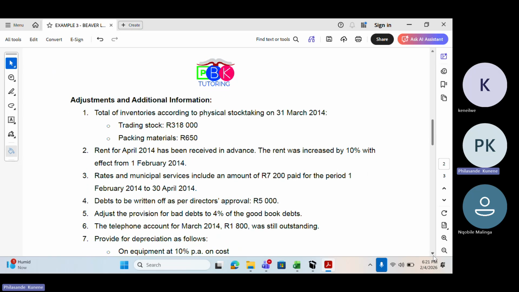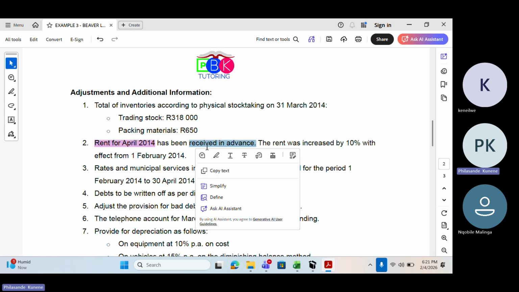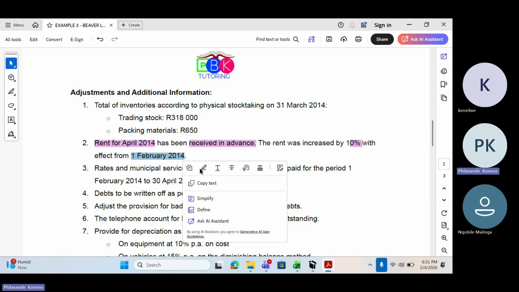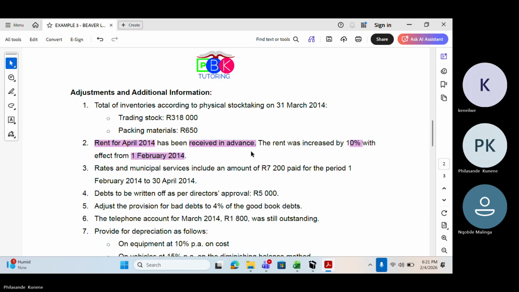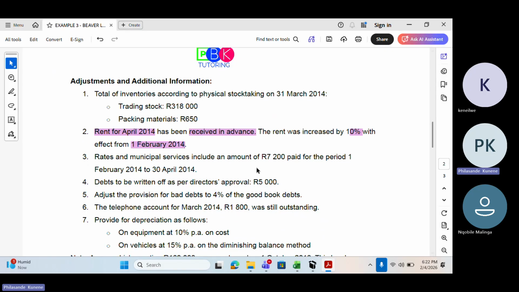Then I can move on to transaction number 2. What is transaction number 2 saying? They're saying here, rent for April 2014 has been received in advance, right? The rent was increased by 10% with effect from 1 February 2014. So this is the transaction that is going to affect income statement, and it is also going to affect the balance sheet. So let's work on it in both scenarios. Let's start with the income statement. What do I need to do?